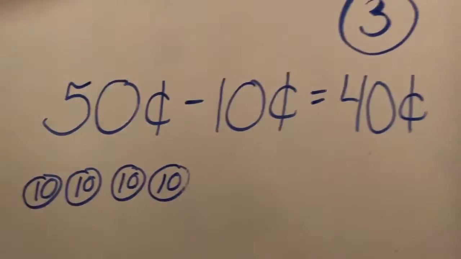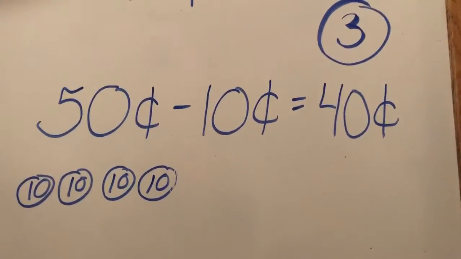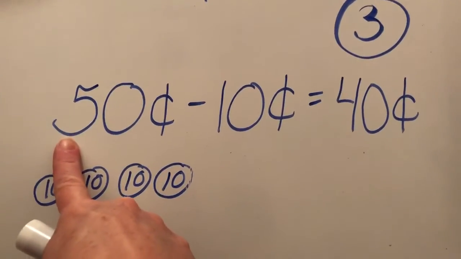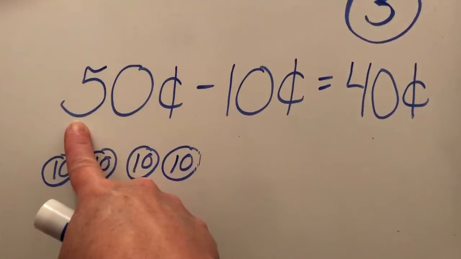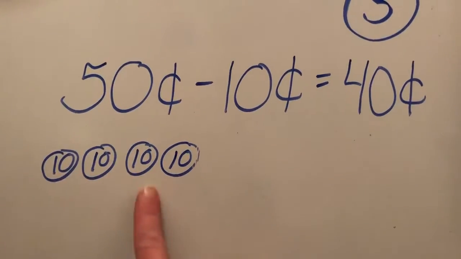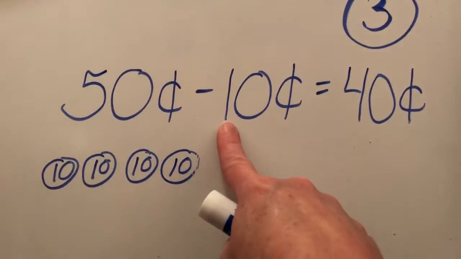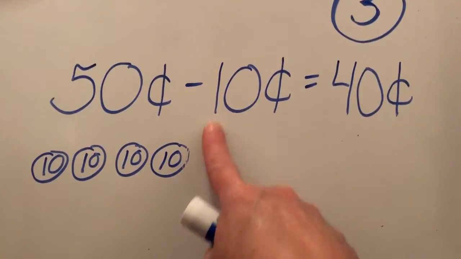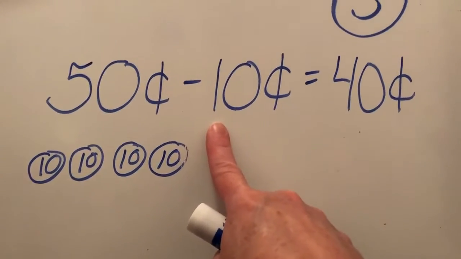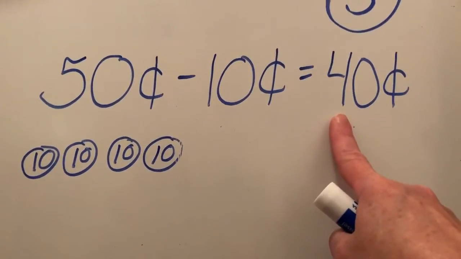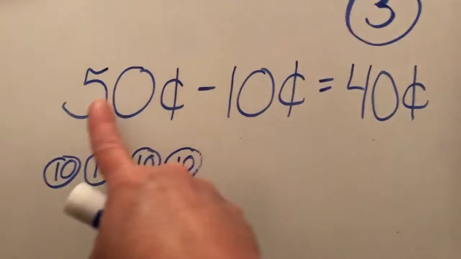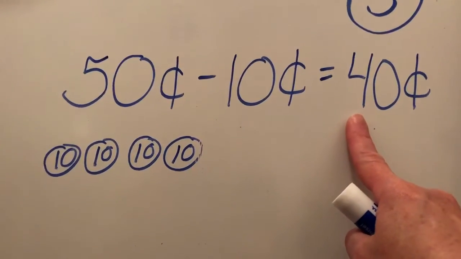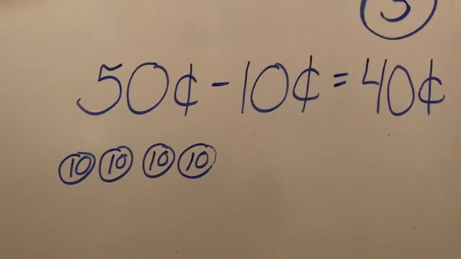Do you notice what we're doing here? We've done this in class before. Do you remember? How many tens do we have here? We have 5 tens, don't we? Remember when we had 5 dimes? And then how many tens are we taking away? We're taking away 1 ten. Remember when we erased that dime? So then how many tens do we have left? 4, because 5 minus 1 is 4. Okay?